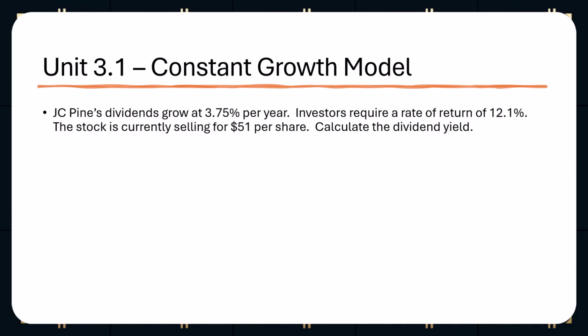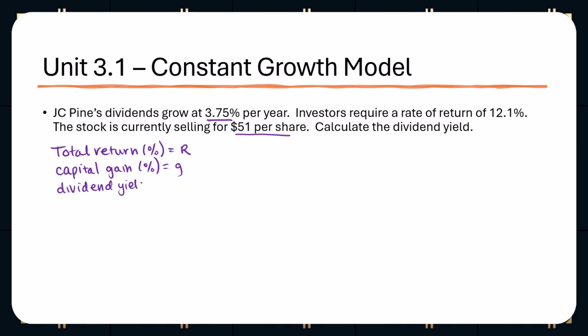JC Pine's dividends grow at 3.75% per year. Investors require a rate of return of 12.1%. The stock is currently selling for $51 per share. Calculate the dividend yield. Now, what we need to recall is the relation between the constant growth model and that total percent return equation. And so we know total return as it relates to the constant growth model is equal to R, and the capital gain, or the price appreciation, is equal to G, and the dividend yield is equal to R minus G.